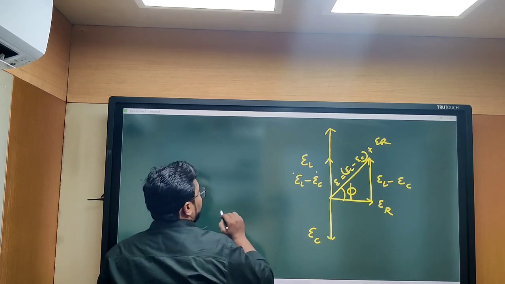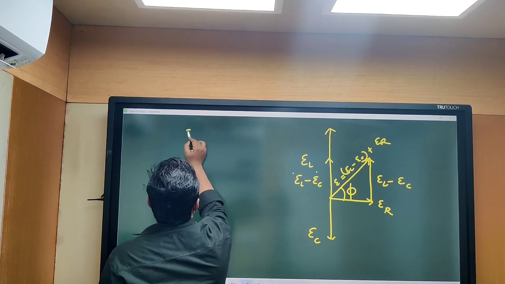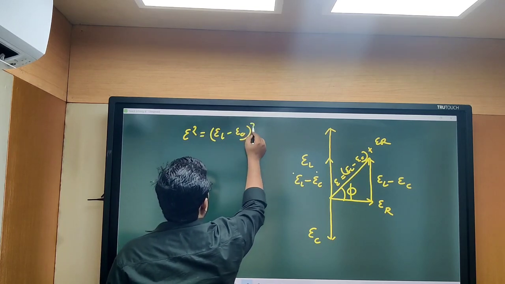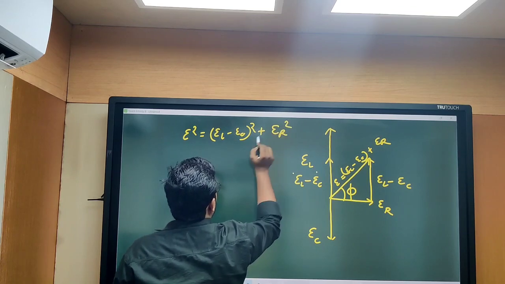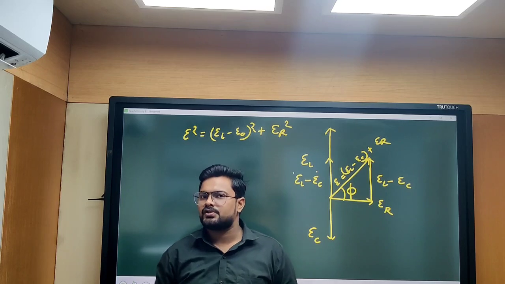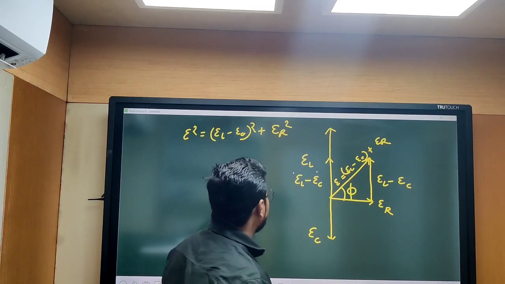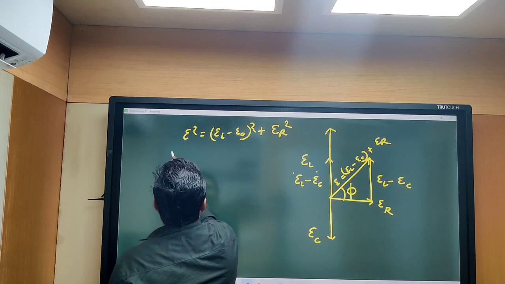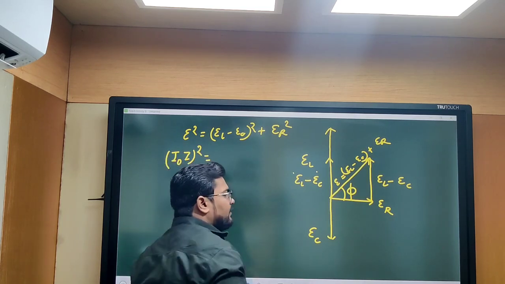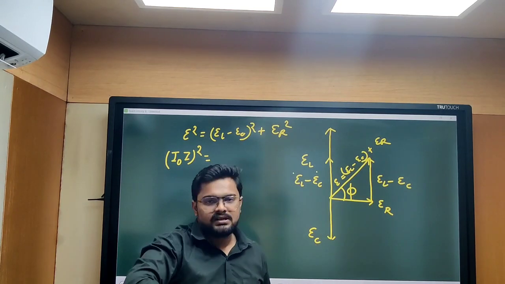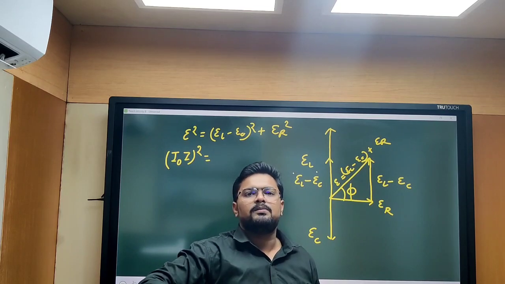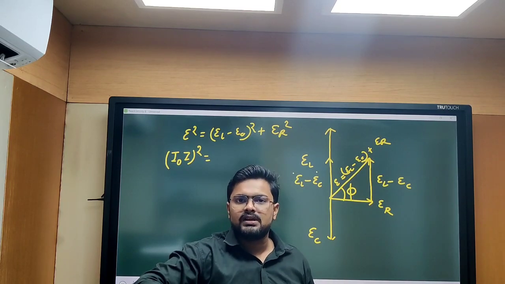Okay, see here, E square equals EL minus EC whole square plus ER square. R square equals a square plus b square plus 2ab cos theta, so theta is 90 and we apply it here. E is I naught Z. Now you have a question: why do we put Z over here? As I have told you, the resistance offered by LCR circuit is known as impedance.